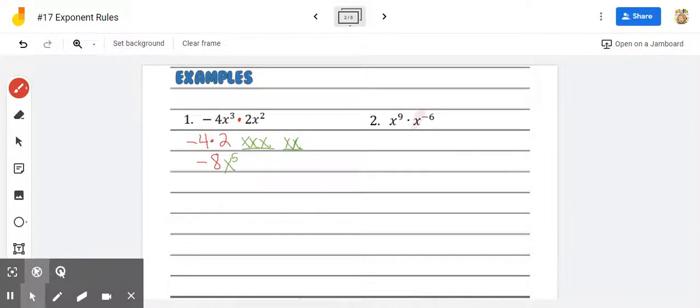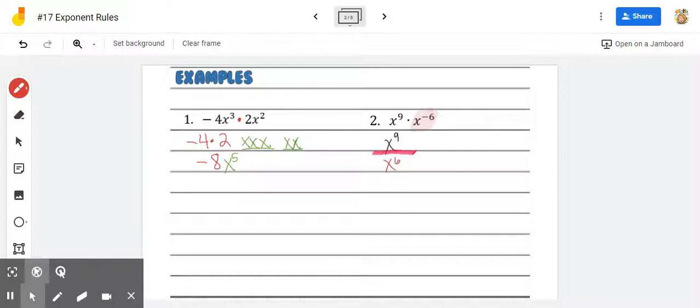In the second example, I do not like that x to the negative 6th power. We do not like negative powers. So we need to rewrite that piece first. How we rewrite it is we force it to go to the bottom. When you move the negative power, the power now becomes positive. So now this has changed from multiplication to division. So how do we handle that situation?